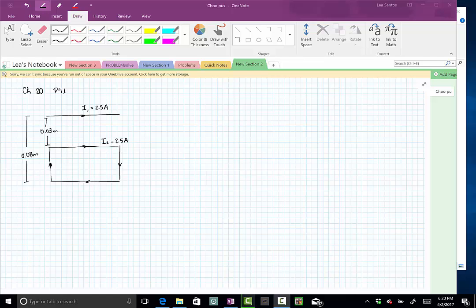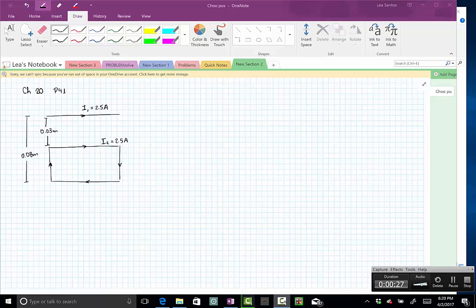So this is problem 41 of chapter 20 of Giancoli, 6th edition. What I have here is one wire carrying a current of 2.5 amps and another, a rectangular wire loop, carrying the same current. We want to know the magnitude and the direction of the net force on this loop, on this rectangle.